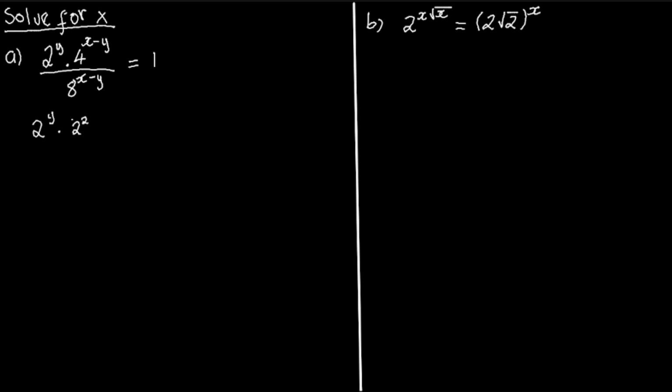So we can write 4 as 2 to the power of 2. We know that it is raised to the exponent of x minus y, divided by. How can we express 8 in an exponential form, or in a power form? We know that we can write 8 as 2 raised to the exponent of 3. So our 8 is raised to the exponent of x minus y equals 1.